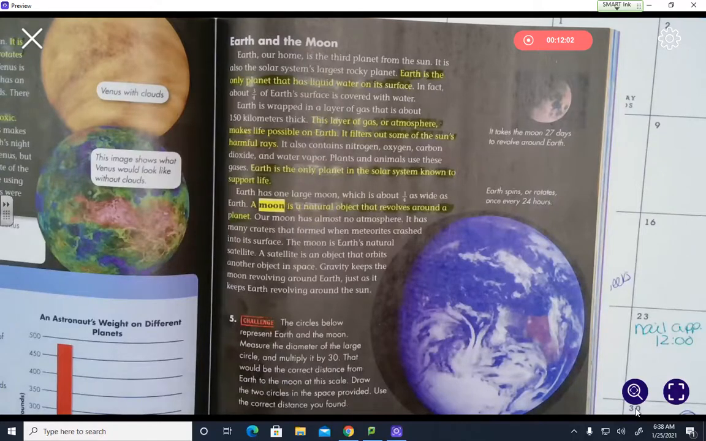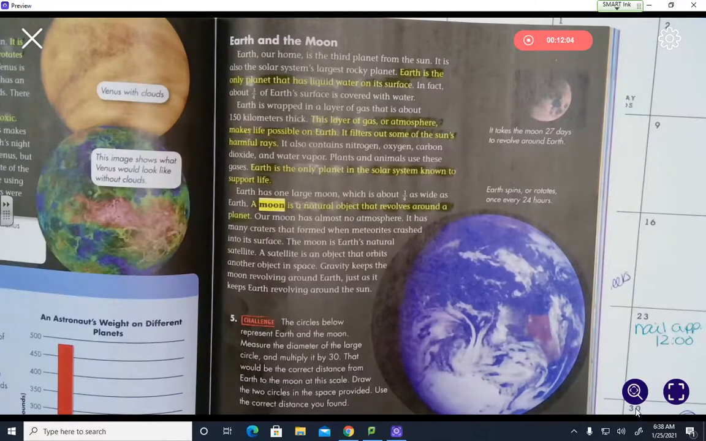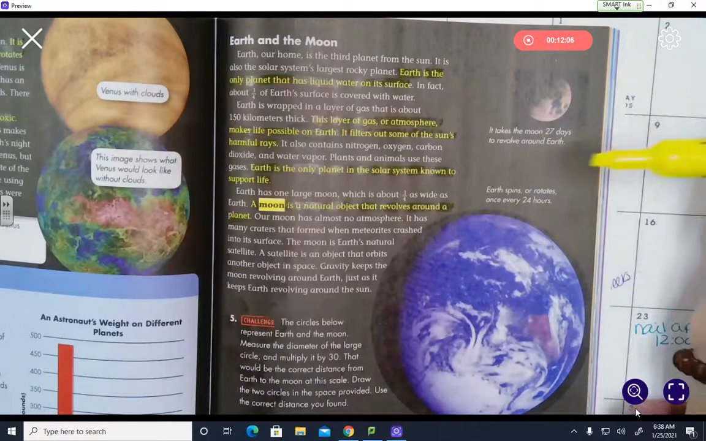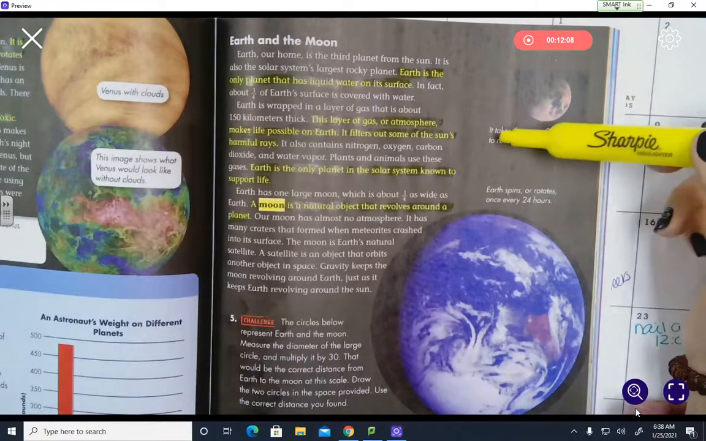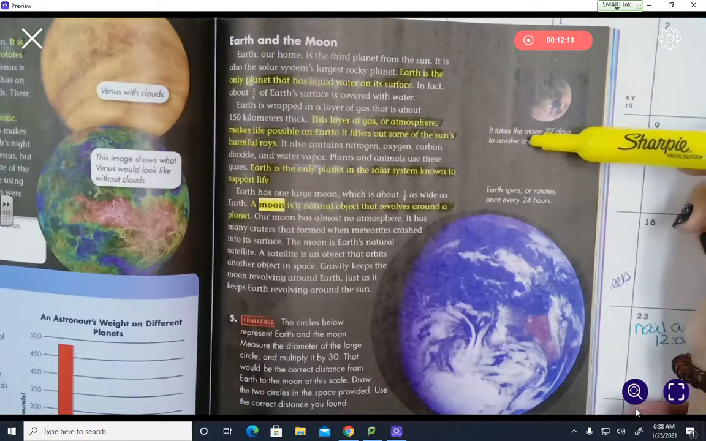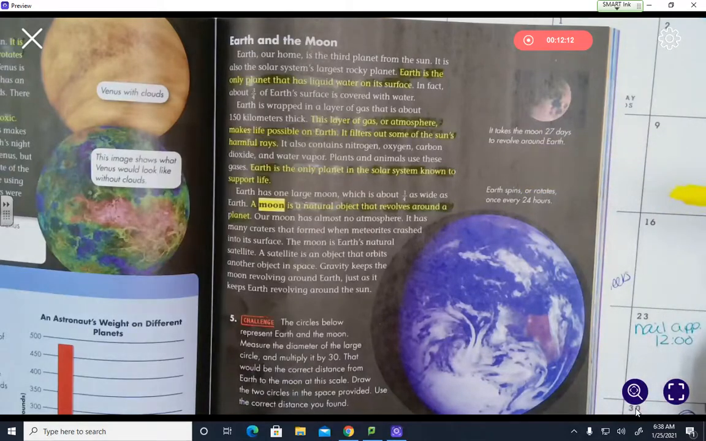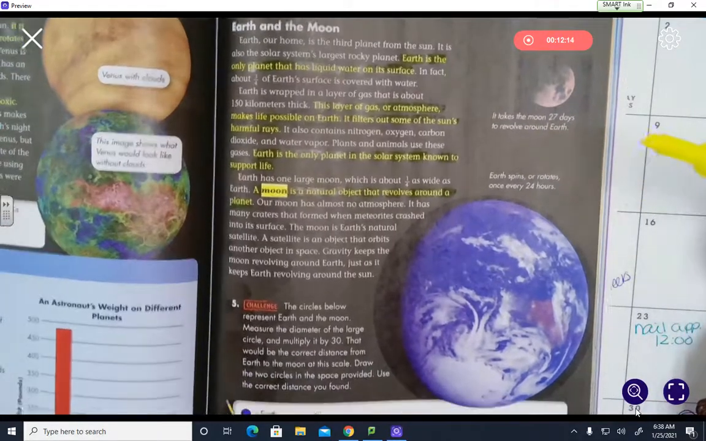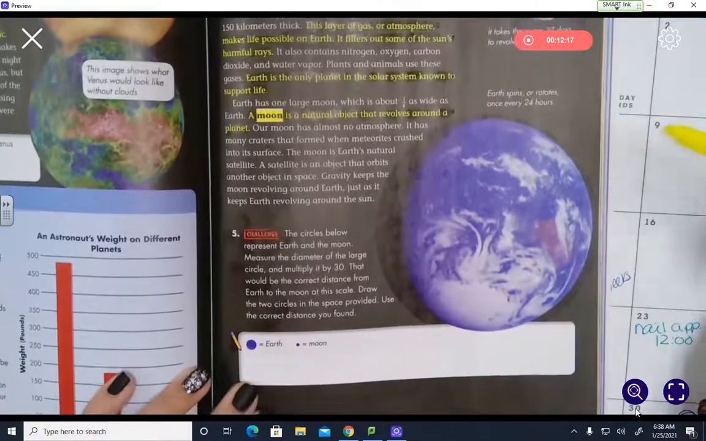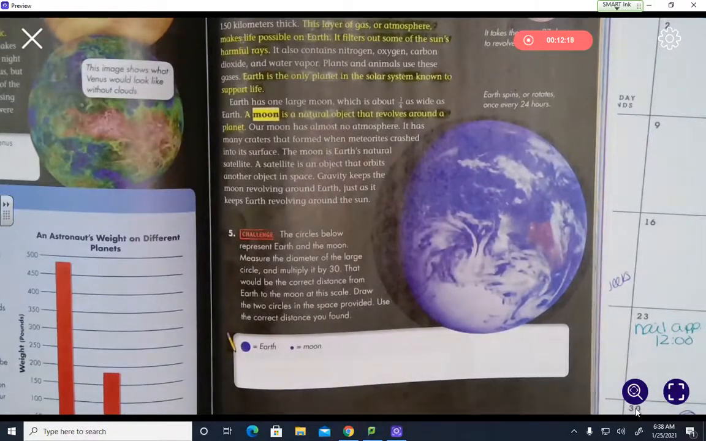All right, let's try this challenge question after I read these two captions. It takes the moon 27 days to revolve around the Earth. Earth spins or rotates once every 24 hours.